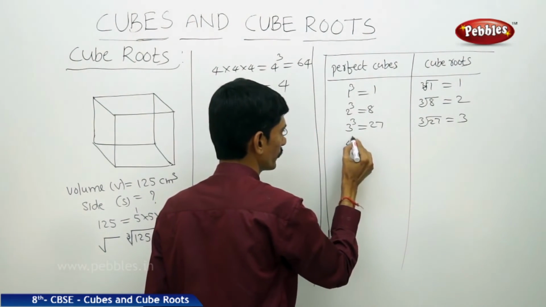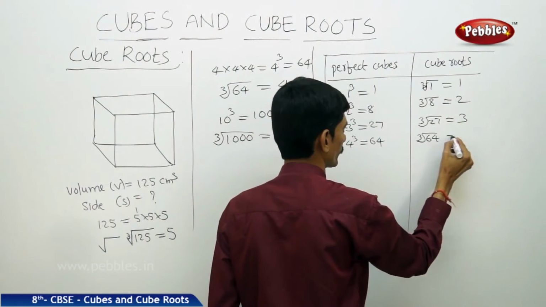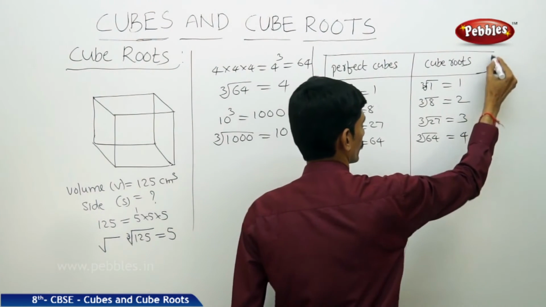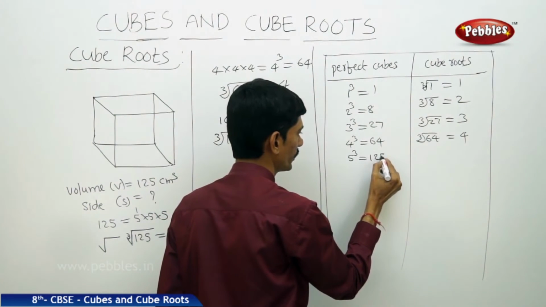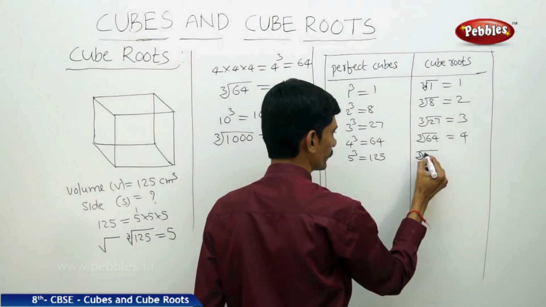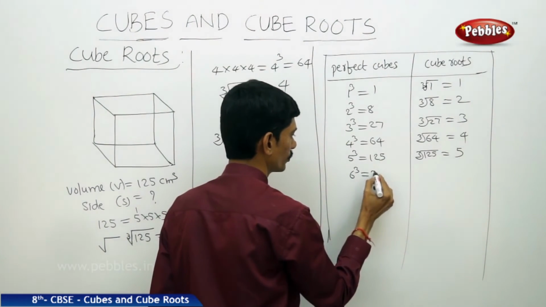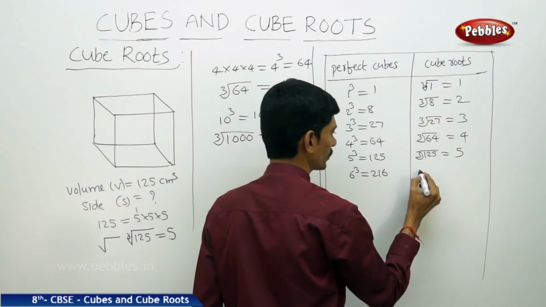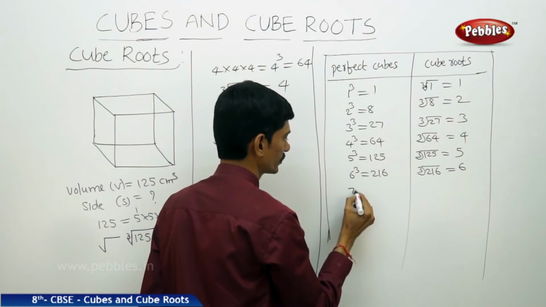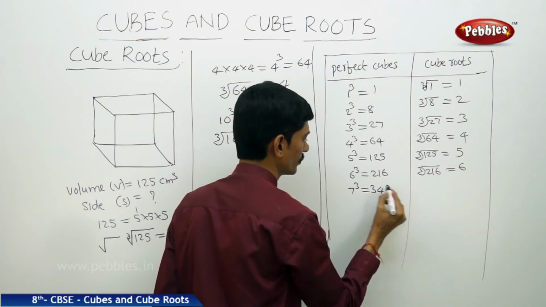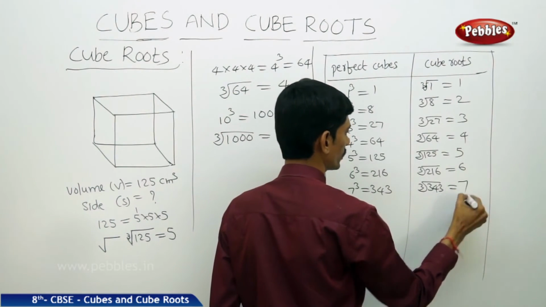Next, 4 cube equals 64. So we can write that cube root of 64 equals 4. Next, 5 cube equals 125. So we can write that cube root of 125 equals 5. 6 cube is 216. So we can write that cube root of 216 equals 6. 7 cube is 343. So we can write that cube root of 343 equals 7.